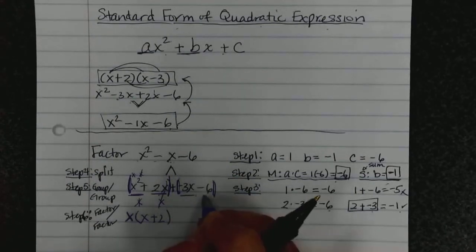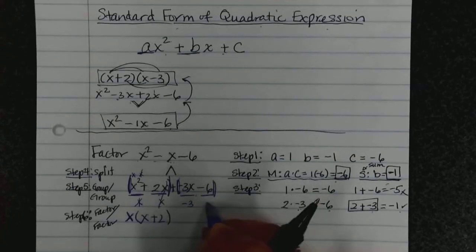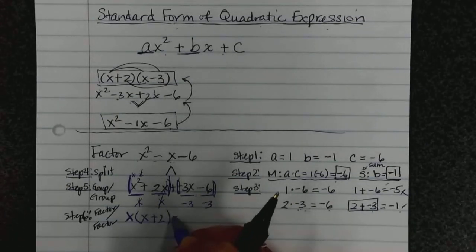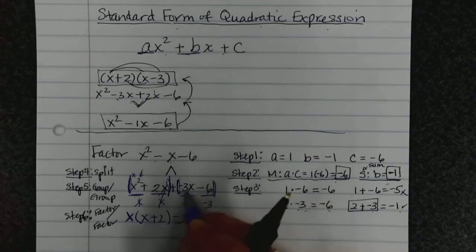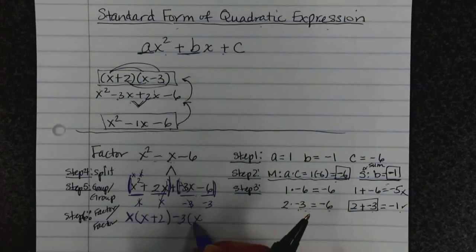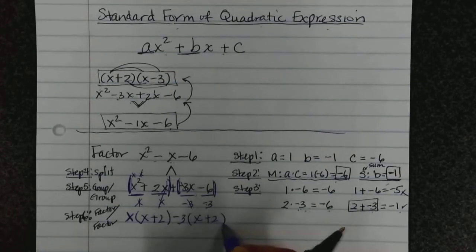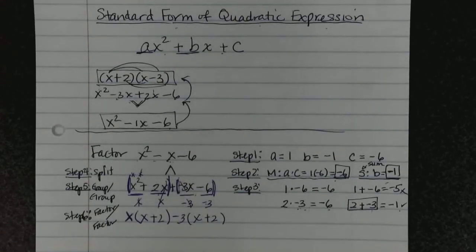And then between negative 3x and negative 6, the greatest common factor is negative 3. And I always want the x to be positive. So whenever there's a negative in front of it, you want to take out the negative. So you factor out the negative 3. If I divide it out, negative 3 cancels out, I get x. And negative 6 divided by negative 3 is positive 2. So this is the factor of this, and this is the factor of this.